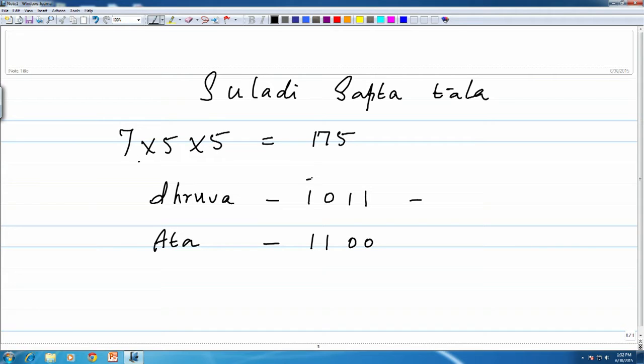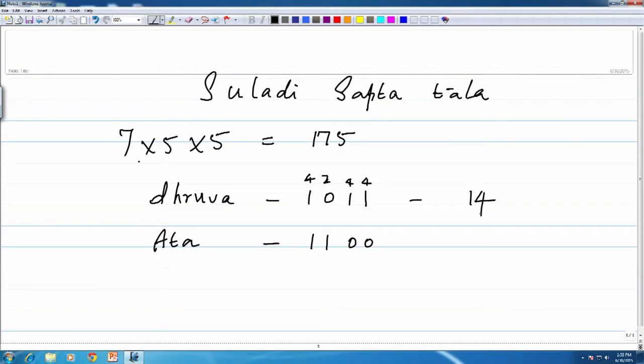So this is 4, this is 2, this is again 4, and this is again 4. The Chatushra Jati Dhruva talam is 1 2 3 4 5 6 7 8 9 10 11 12 13 14. 14 beats, 14 matras. Ata tala, let us take Khanda Jati.